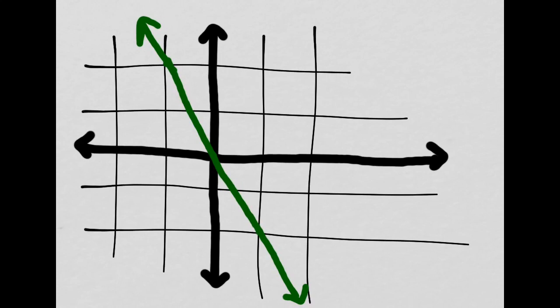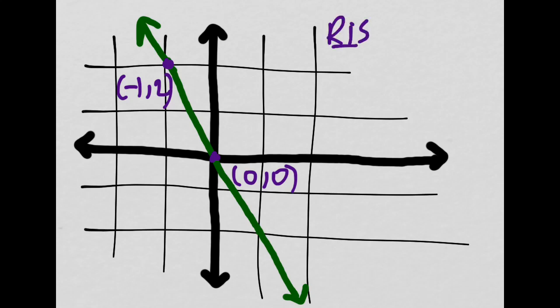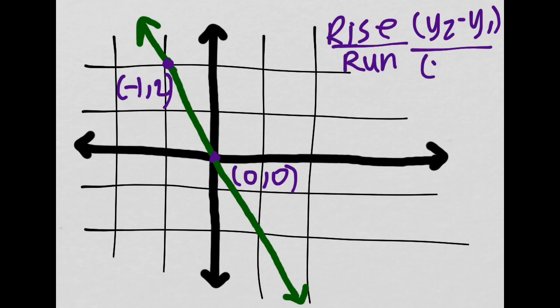Here, I again want to find my rise. Let's look at two points. One of my points is 0, 0, and my other point is -1, 2. I'm going to do rise over run, or y2 minus y1 over x2 minus x1.